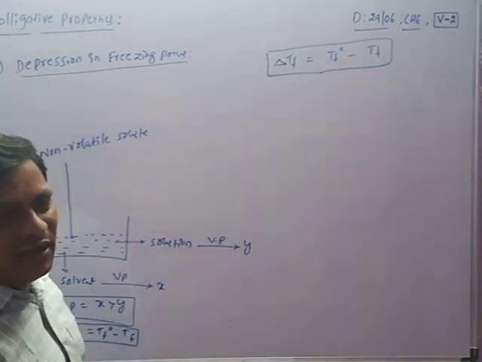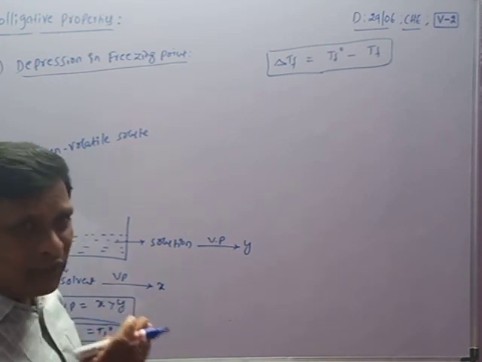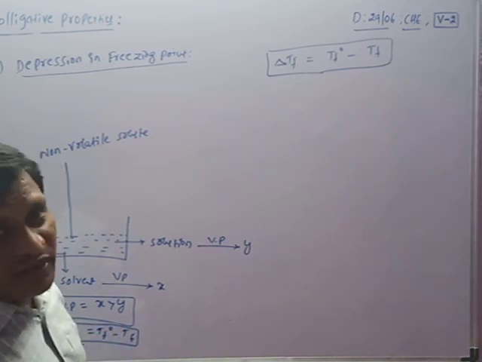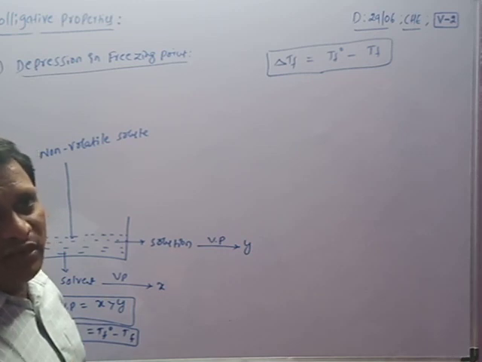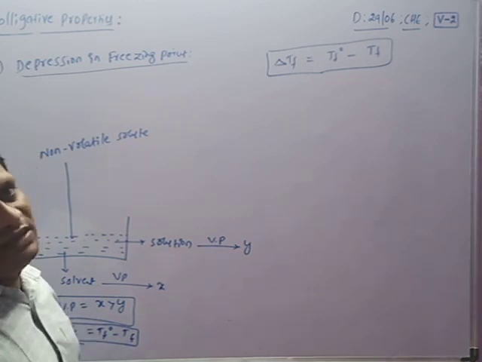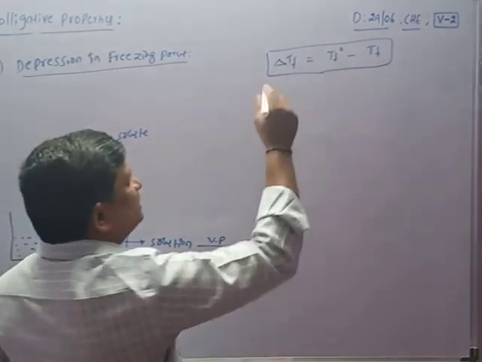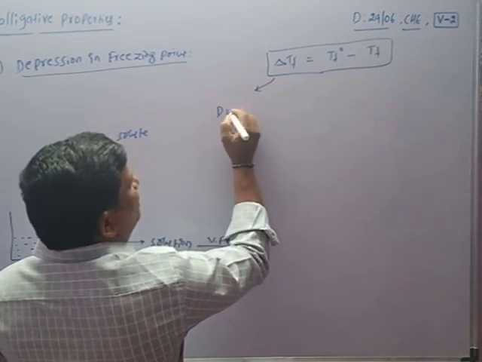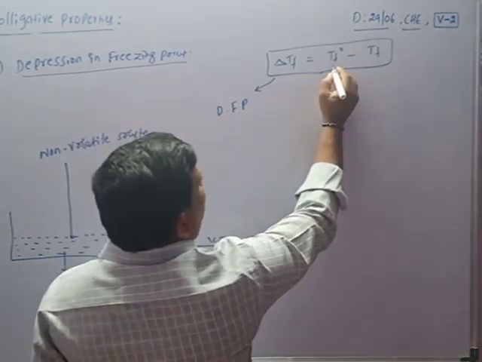It means after addition of the non-volatile solute at low temperature, the solution becomes vaporized. So automatically, the freezing point of the solvent increases. Now delta TF is the depression in freezing point.